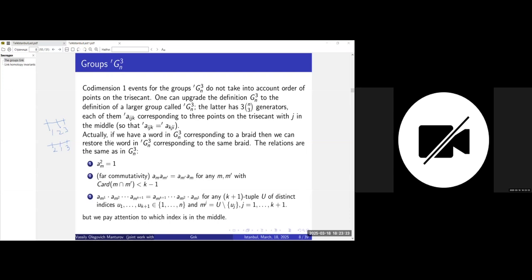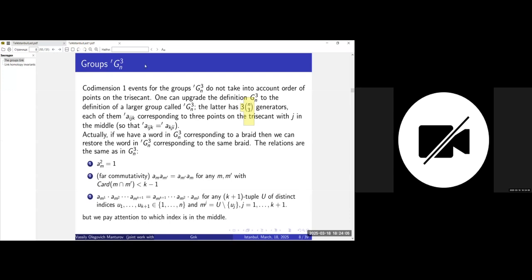And here, if I pay attention to the order of 3 points, then I can fix on the point which is in the middle. So I can say that instead of just generators I, J, K, I pay attention to the generator in the middle, IJK or JIK or IKJ. So I will have 3 times as much generators, and the relations will look literally the same.